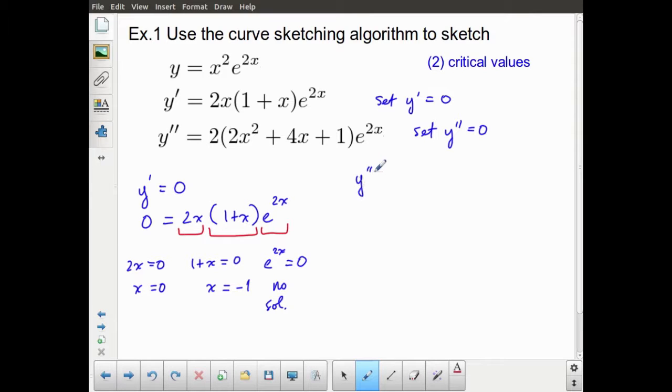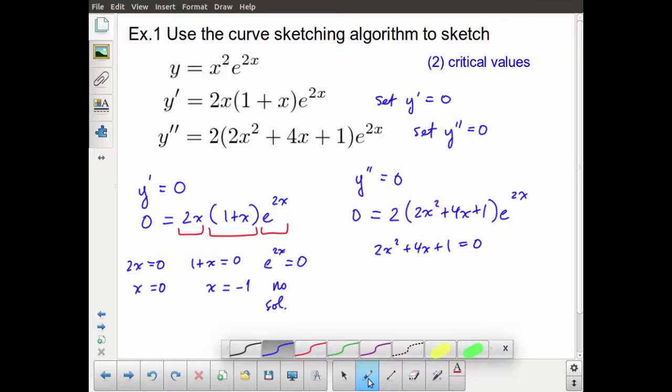When I set y double prime equal to 0, I get 0 is equal to 2 times 2x squared plus 4x plus 1 times e to the 2x. And as we've also already seen, e to the 2x has no solution. 2 is a constant, so that can't contribute. So that's only going to happen if 2x squared plus 4x plus 1 is equal to 0. Now to solve that, it's not something I can factor using an integer method. There are no two numbers that multiply to 2 and add to 4.